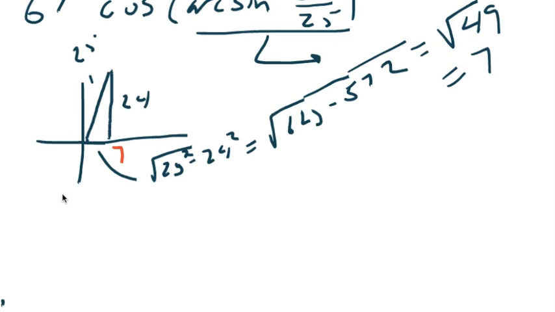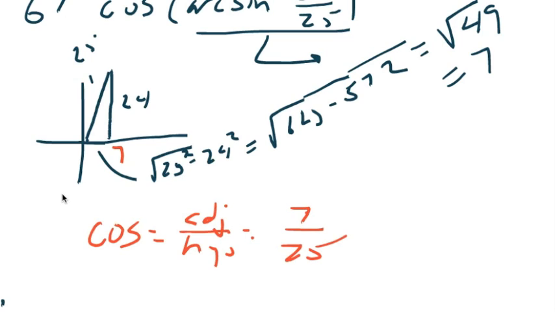And now we can find the cosine. Cosine is adjacent over hypotenuse, which is 7 over 25. Okay, and that's how these composition of functions work.